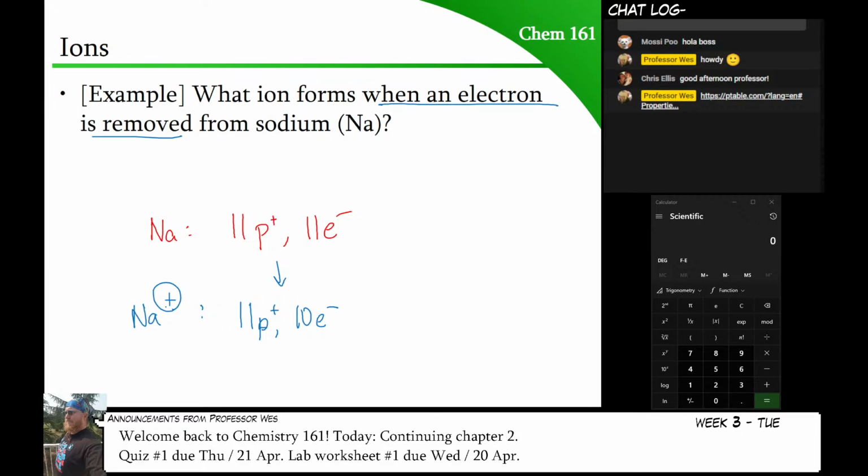And you can see that the total charge would be positive 1 because I have positive 11 from this, negative 10 from that. The sum of those two together is positive 1. And visually, that would look like this.